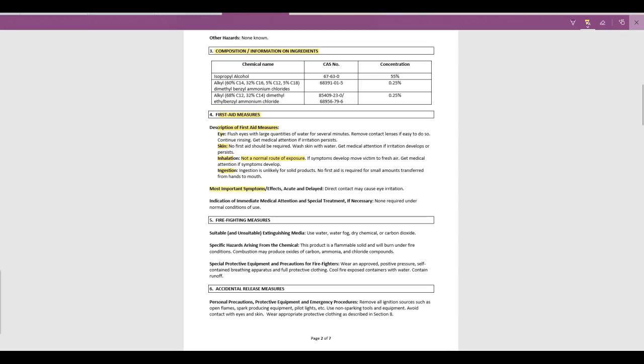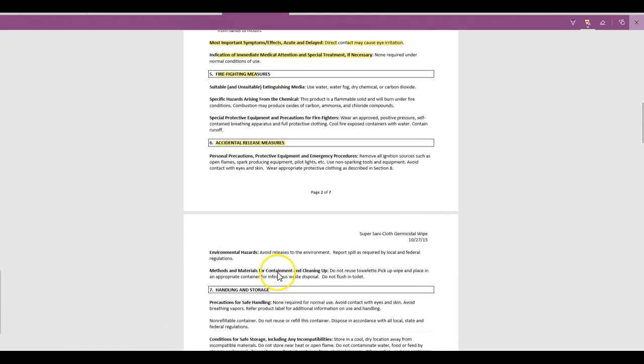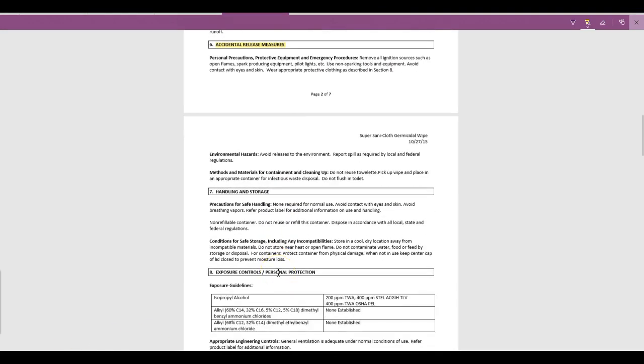It tells you the most important symptoms and effects, acute and delayed. Direct contact may cause eye irritation, and then the indication of immediate medical attention. No immediate medical attention should be required if you have normal conditions of use. So if you're using these as you should use them, then you shouldn't really need any emergent medical care. Firefighting measures are listed for section 5. Section 6 lists the accidental release measures. So there's all of the information there.